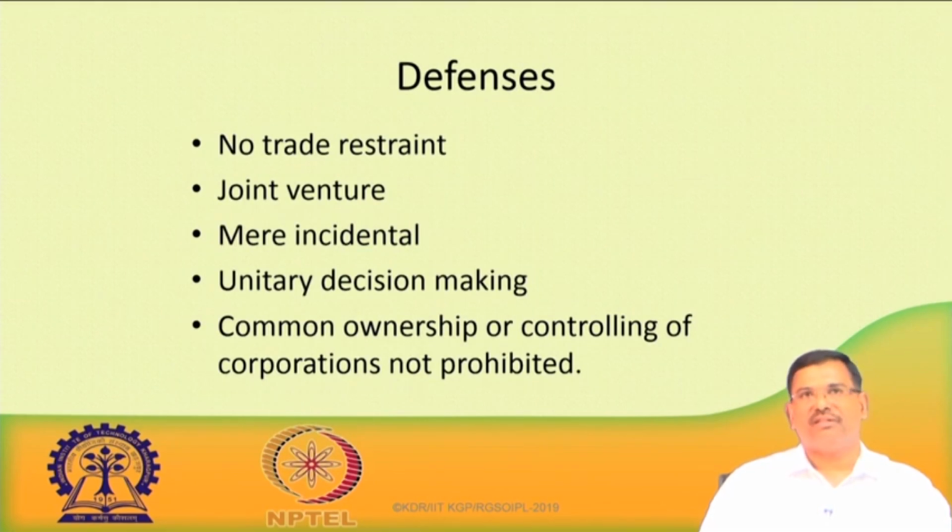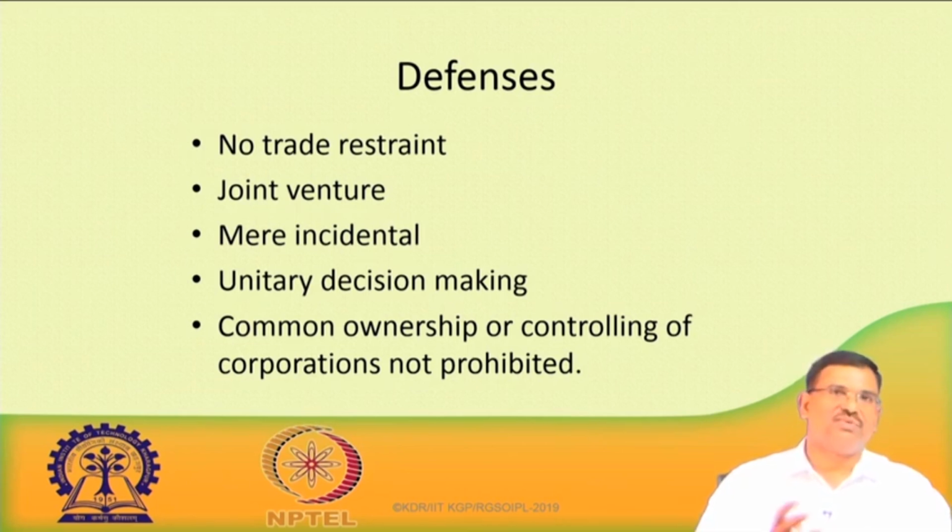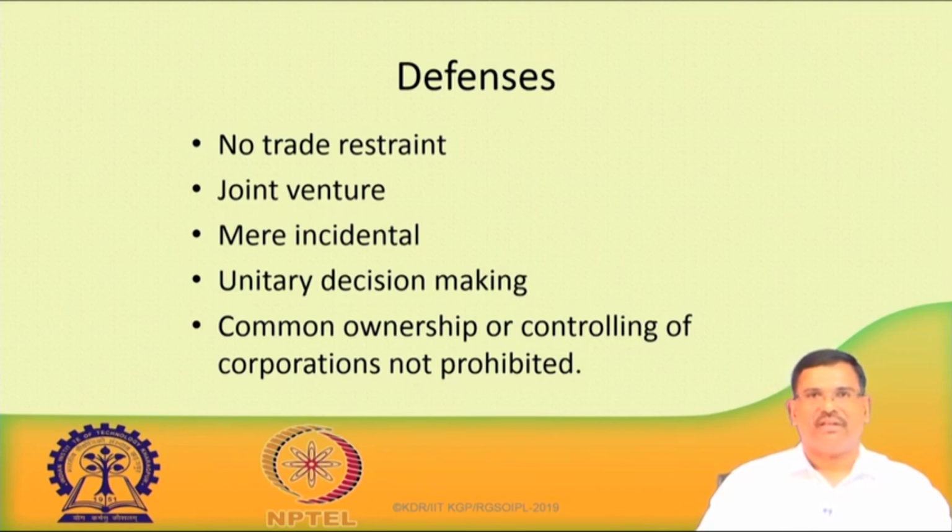So, if there is no trade restraint, then there is no violation of the Sherman Act. Joint venture, very well you can make a joint venture, but the objective must be very clear, and the incidental argument is not going to work every time. And also the agencies can look into the decision making of the companies, who is the director and what kind of decisions they are taking.